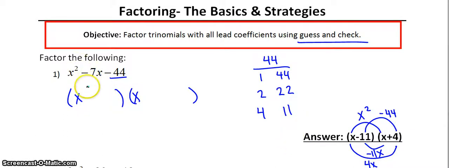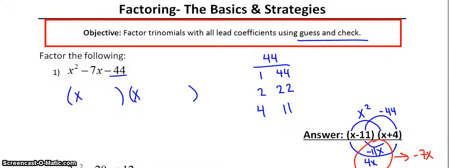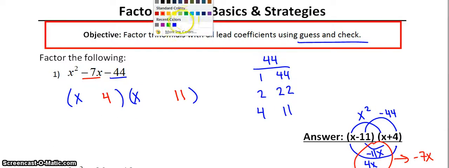So that's where this negative 7 comes in. When we add this negative 11 and this 4 together, if you were combining like terms, that's where the negative 7x comes from. So although there are multiple factors of 44, we have to find the one that adds to this middle term. And since we know the answer and we kind of worked out the math, we know that's 4 and 11. Last step, you need to decide what signs you're going to use.